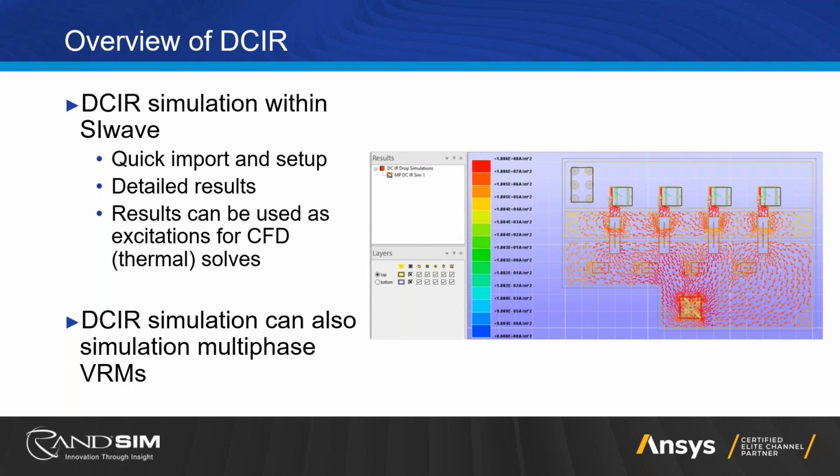Now, of course, those electromagnetic values that we're looking at here can be exported and used as excitations for the CFD, the thermal solves. And the other thing that's really nice about this is, just because we're talking about DCIR doesn't mean we're stuck at a single phase. We can do multi-phase simulations. So if you have a complex VRM, we can incorporate that as well, as shown in the image to the right. And you can see within these applications that we can better represent the power delivery networks on some very complex systems.